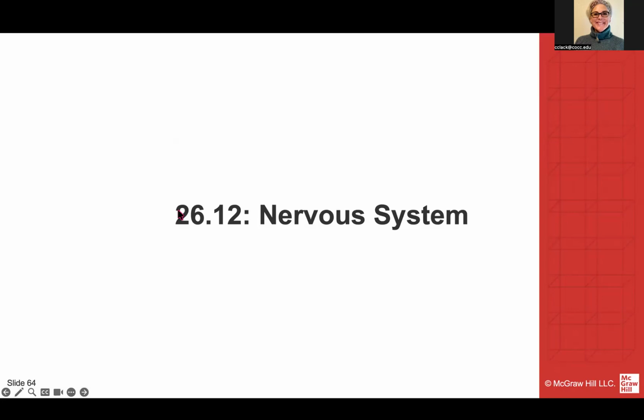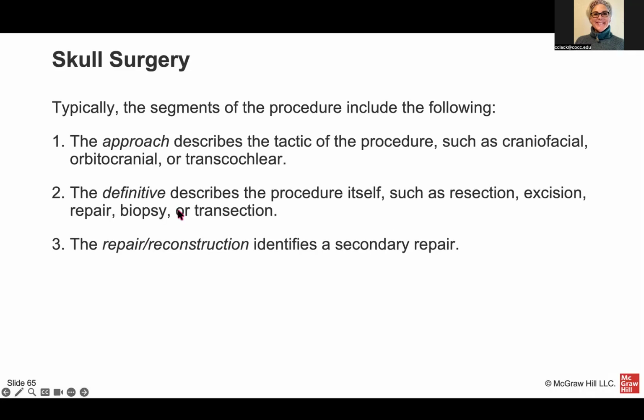Next is the nervous system. The nervous system includes skull-based surgery, which is very complex and is typically reported in components. You code the approach, the definitive procedure, and the repair or reconstruction separately. This is explicitly stated in CPT guidelines for the procedure, so you really have to pay close attention to those guidelines in the CPT code book.